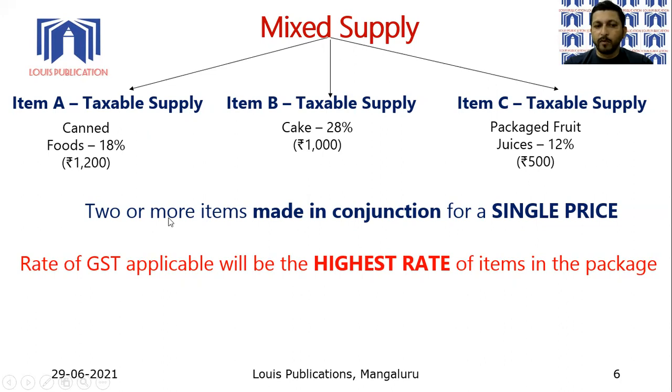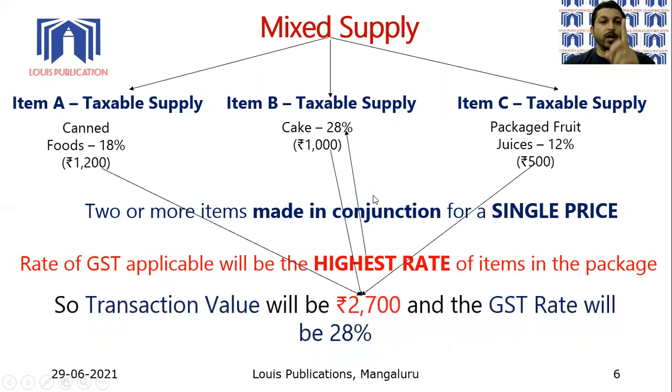This is made as a form of a hamper, and 1,200 plus 1,000 plus 500 put together will be 2,700 rupees. The highest rate of GST for canned foods, it's 18, for cake it is 28, and for packaged fruit juice, let's assume it's 12%. So the highest rate of GST in this example is 28%. So let's move ahead. 1,200 plus 1,000 plus 500.